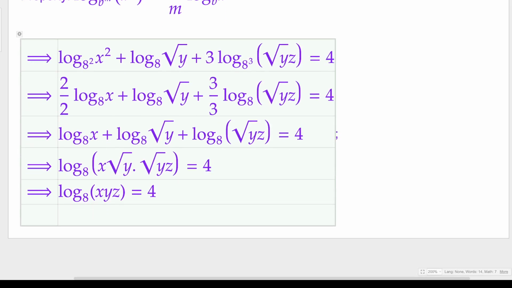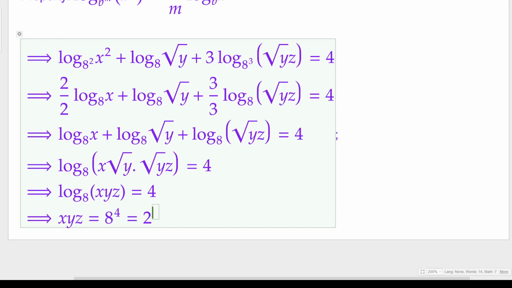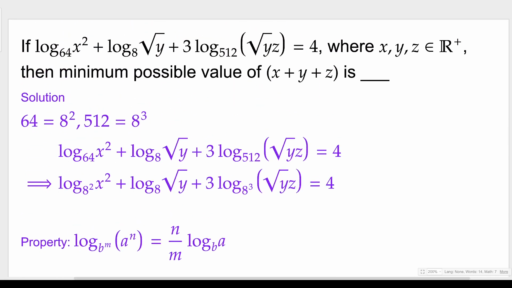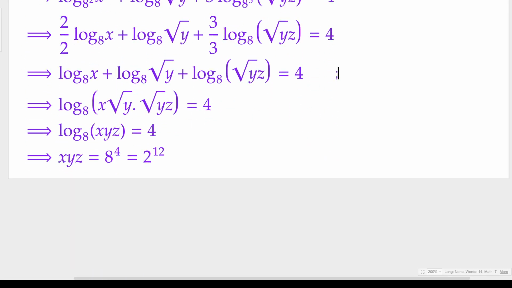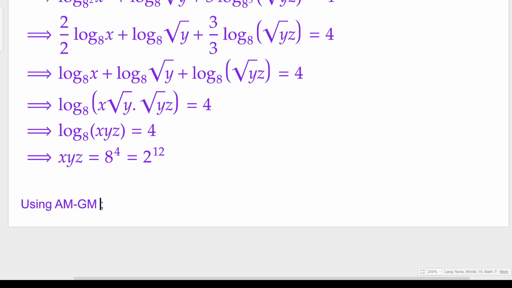Now from this we can clearly say that x times y times z will be equal to 8 to the power 4, and this can be written as 2 to the power 12. Now the product is there, but the demand is for the sum. So this is the product of three numbers and the sum of three numbers. So here we can use the AM-GM inequality, using the arithmetic mean and geometric mean inequality. So I'll be using this.